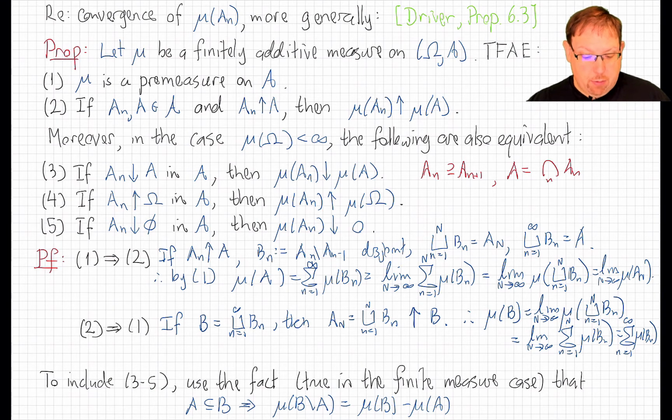They just repeatedly involve the additional step, which we used on the last slides, that in the case of finite measure, if A is contained in B, then the measure of B minus A is the measure of B minus the measure of A. This very simple continuity characterization of what it means for a finitely additive measure to actually be a measure will be very useful to us in the coming lectures.